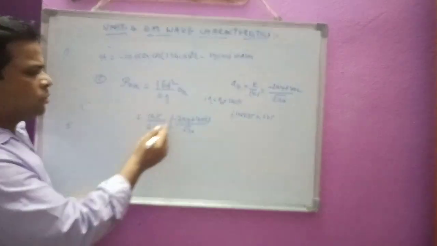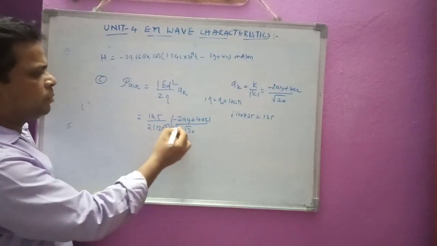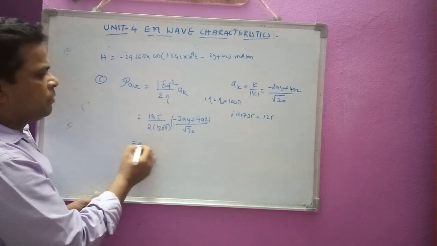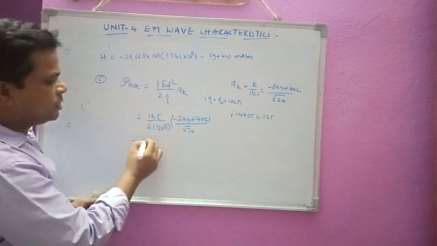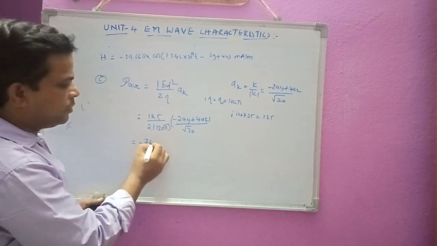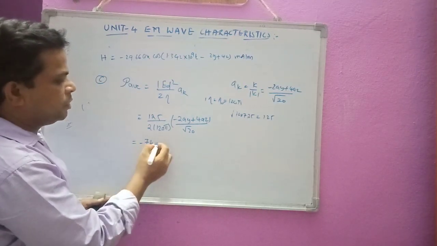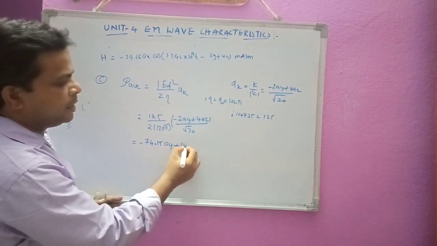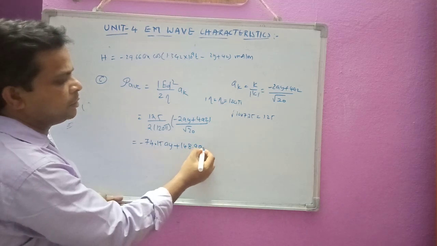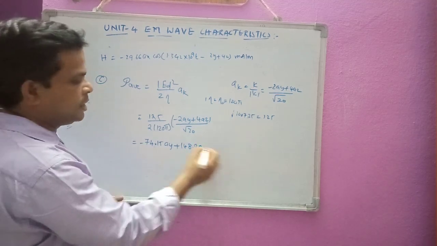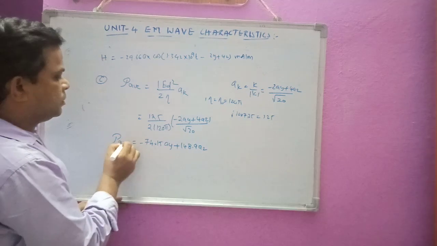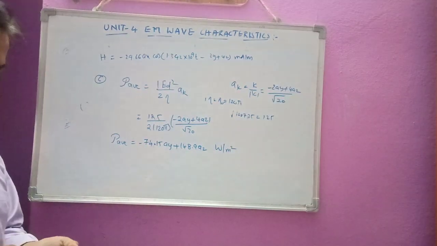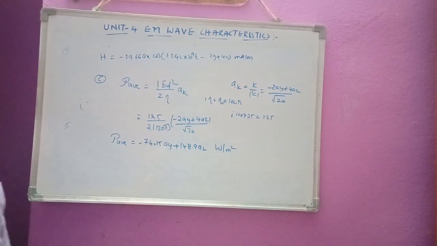So after calculating, you need to take the final value by multiplying this into this into this and dividing in this equation. Finally you will get in the equation minus 74.15 AY plus 148.9 AZ watts per meter square, that is P average, watts per meter square. Okay, so this is the final value of the time average of the beam.